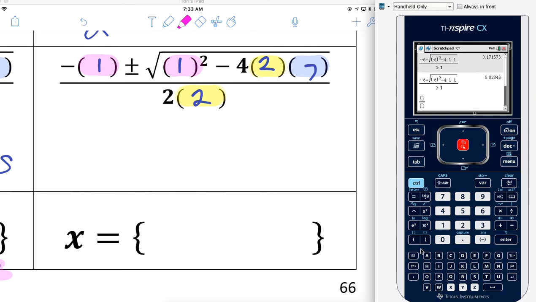All right, first thing, I'm typing on the top, negative, parenthesis 1, parenthesis minus, square root of 1, whoops, need parentheses, parenthesis 1, parenthesis squared, minus 4, parenthesis 2, parenthesis, parenthesis 7, parenthesis. On the bottom, we're doing 2 times 2. If you want to just type 4, knock yourself out. Times 4.